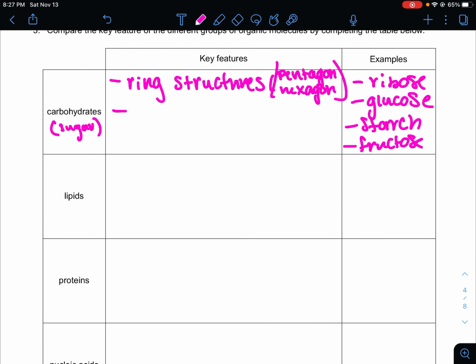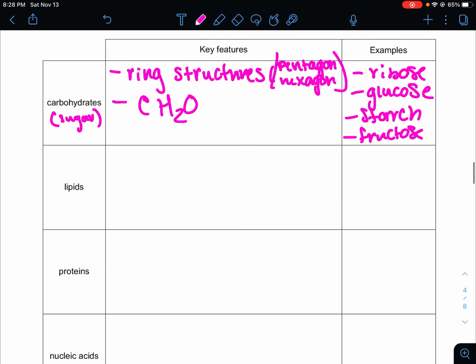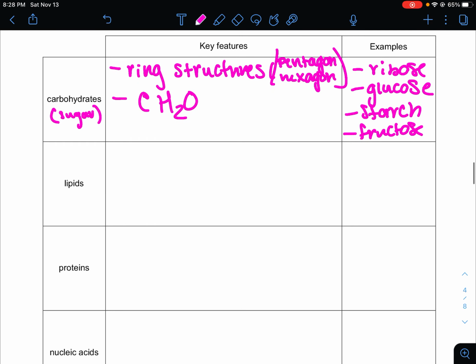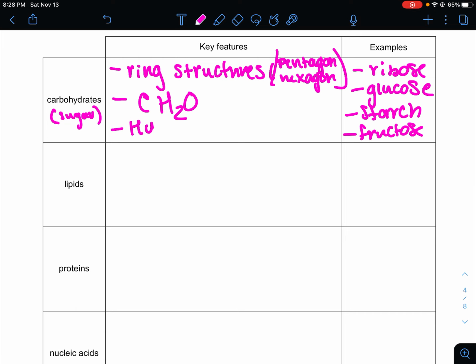The ratio of carbon, hydrogen, and oxygen in carbohydrates is that for every carbon, you have double the amount of hydrogen, but you'll have the same number of oxygens, usually, as carbon, or around the same. And carbohydrates, like we said earlier, have those hydroxyl groups. So in terms of the functional groups, they have the OHs on them.